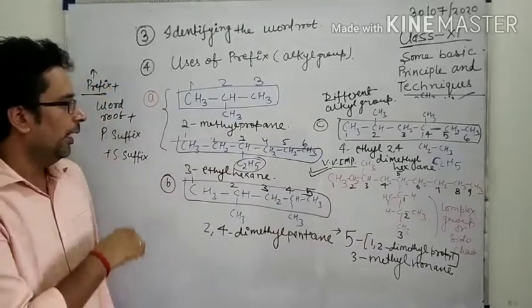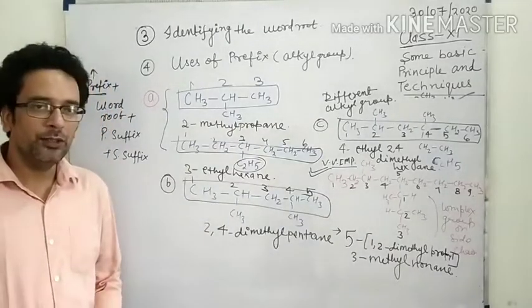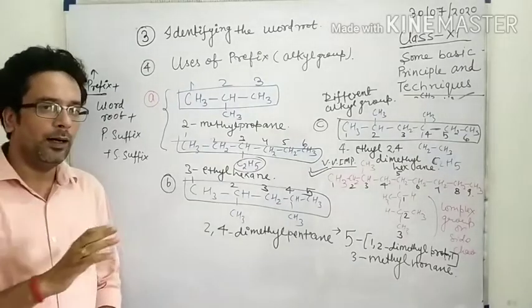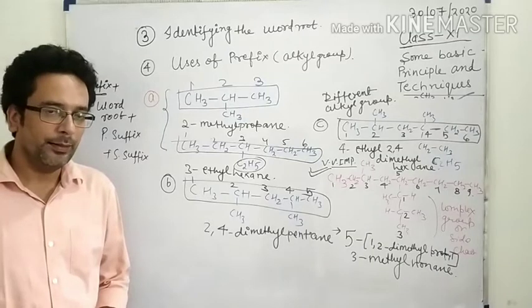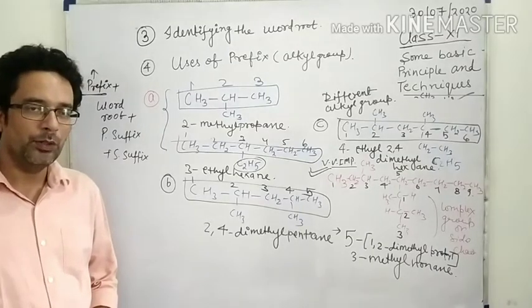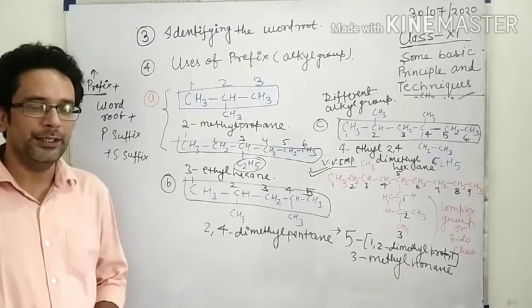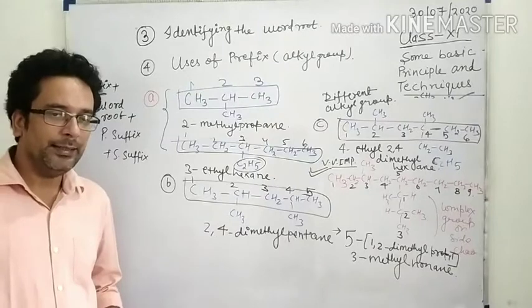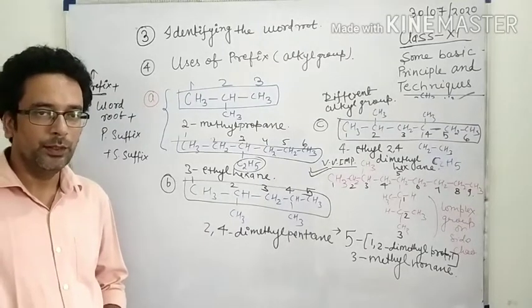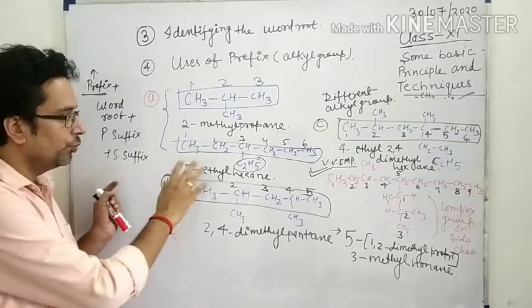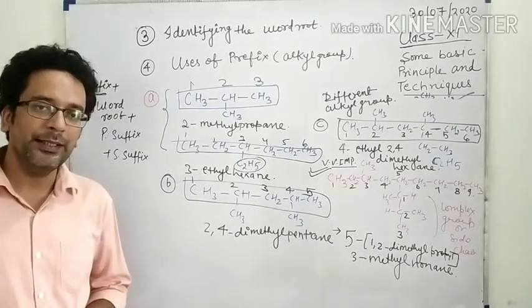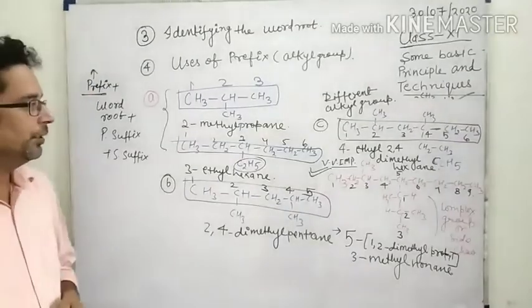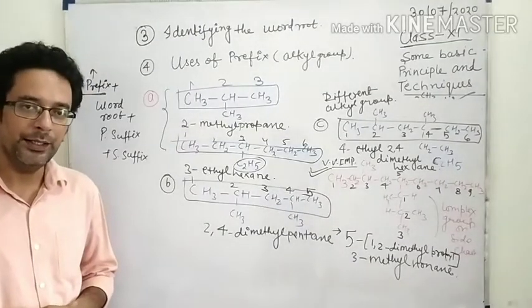Okay, so these are the general rules for the naming of organic compounds, and these rules are applicable for writing the name of any type of organic compound. Any type of organic compound means that when we write the name of a cyclic compound, all these rules are followed in naming cyclic compounds except one. Okay, so these are the general rules for the naming of organic compounds.